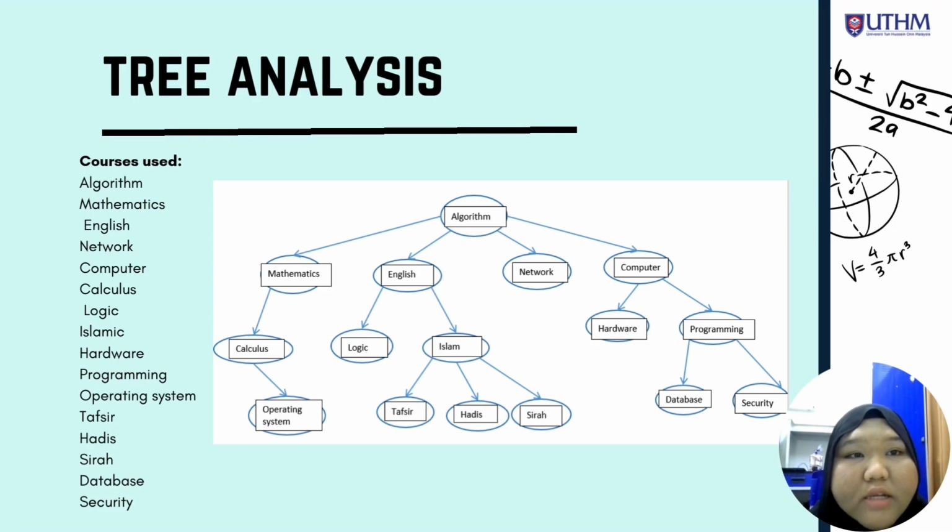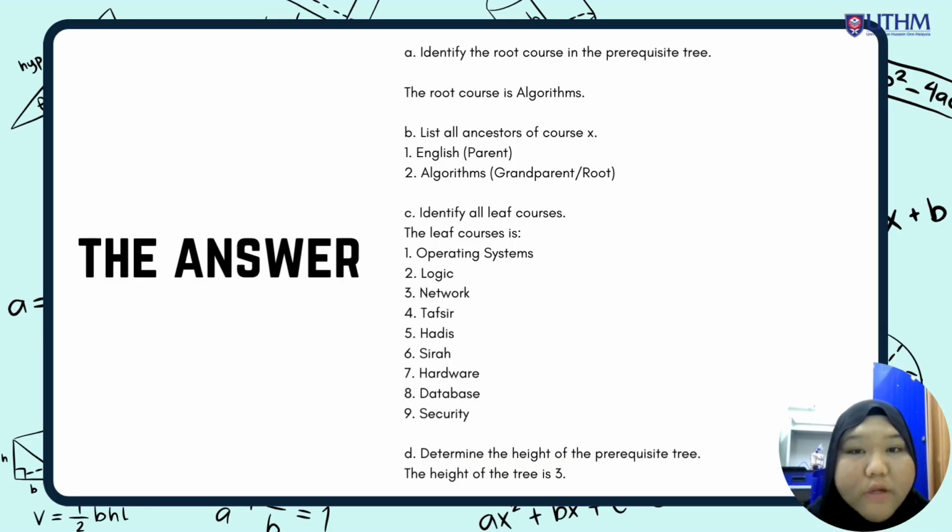Overall, these tree structures make academic planning clearer and ensure students follow the correct order when taking courses. So the first question is, identify the root course in this prescribed tree. The answer is, the root course is algorithm.